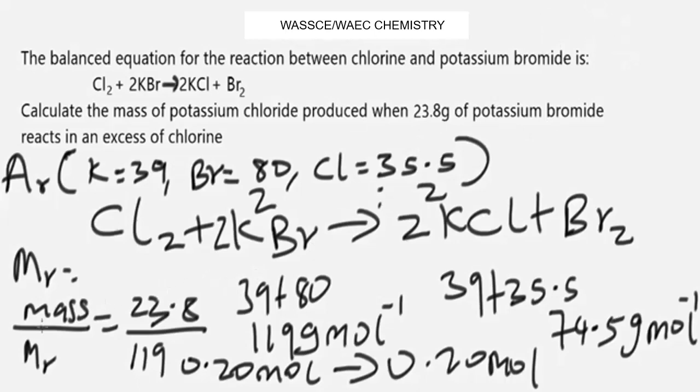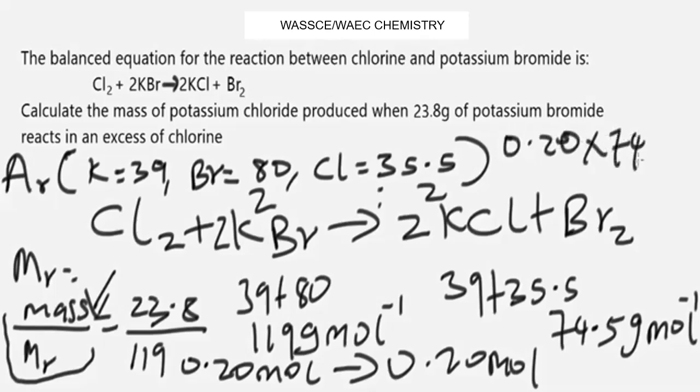See this formula here, we are going to apply. So the number of moles now is 0.20. The molar mass of potassium chloride we have to be 74.5. So when you input it in this formula, the mass will now be 0.20 times 74.5. So let me punch this on a calculator. I have the output to be 14.9 grams.